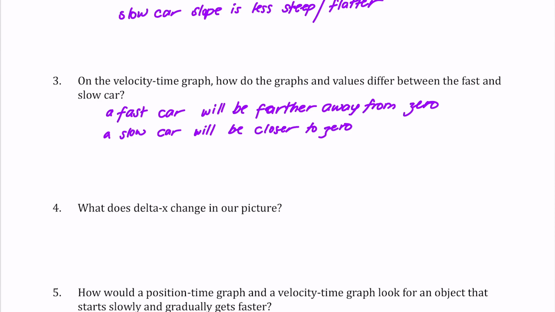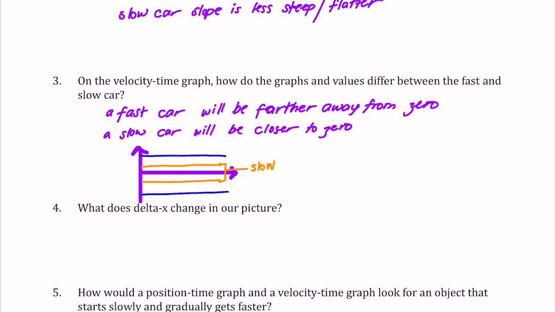Okay, and so let's go ahead and draw that out. So let's go ahead and draw the velocity axis and then the time axis here. And we'll draw the fast car first. So the fast car will be either positive or negative direction. It's going to be far away from the time axis. The slow car will be closer to the time axis, like so. All right, so then again, the blue lines represent the fast car, and then the gold ones right here represent the slow car.